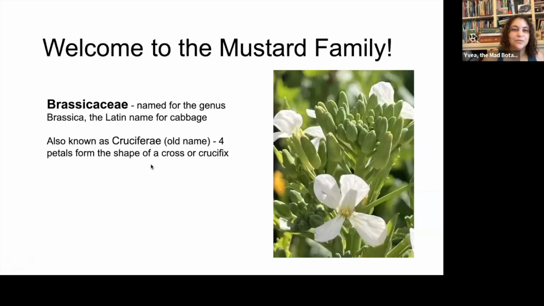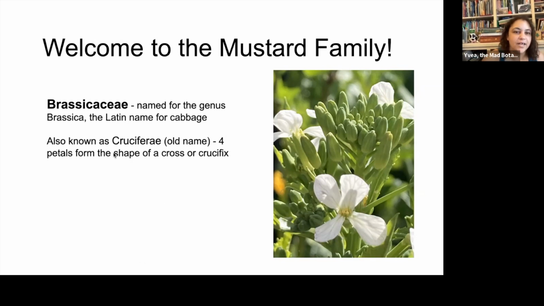Welcome to the mustard family. This is our first family of our course, the mustard family. Its scientific name is Brassicaceae. Oh, can people see this okay? Are people able to see all of the text? There's nothing blocking. Okay, good. So this is Brassicaceae. It is, as you see, named for the genus Brassica, which is the Latin name for cabbage.